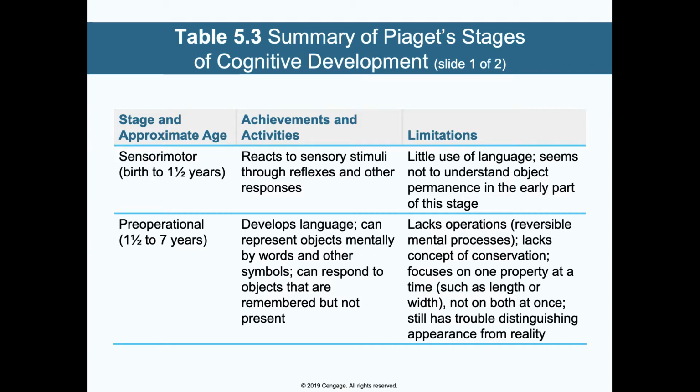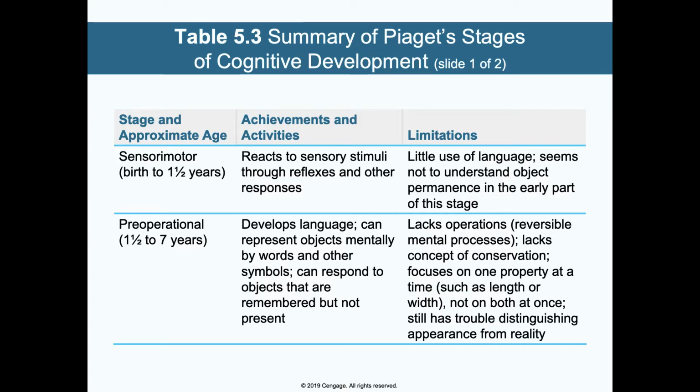Okay. The limitations of this stage is that they have very little use of language during the birth to year and a half. They seem not to understand this concept that we call object permanence. Object permanence, think of it as that peekaboo game, out of sight to an infant when an object is covered by, let's say, a blanket, means out of existence.